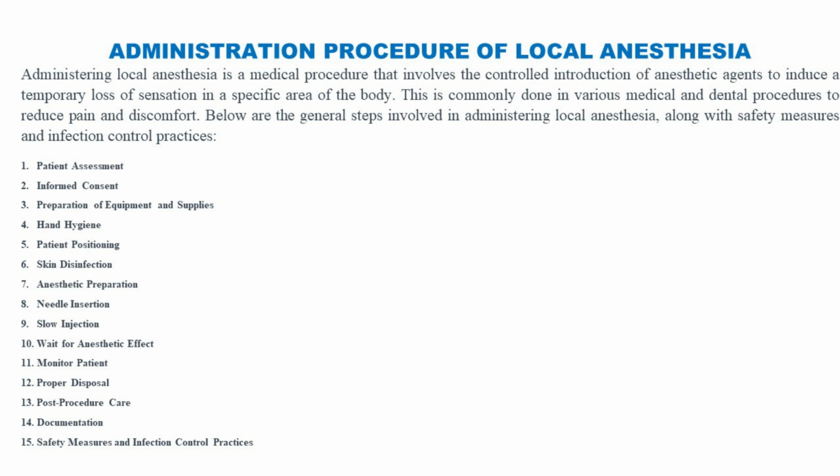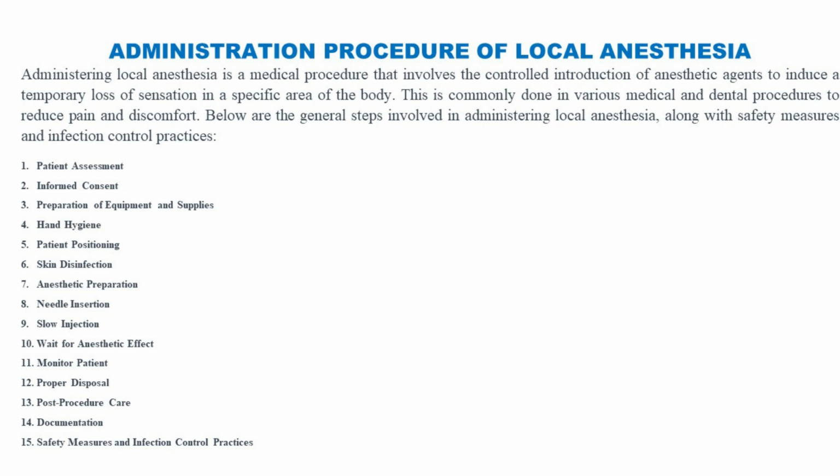3. Preparation of equipment and supplies. Gather all necessary equipment and supplies, including anesthetic solution, for example, lidocaine or articaine. Syringes and needles of appropriate size. Sterile gauze, cotton balls, or swabs. Antiseptic solution for skin preparation. Gloves, mask, and eye protection for the provider. Proper disposal containers for used needles and materials.